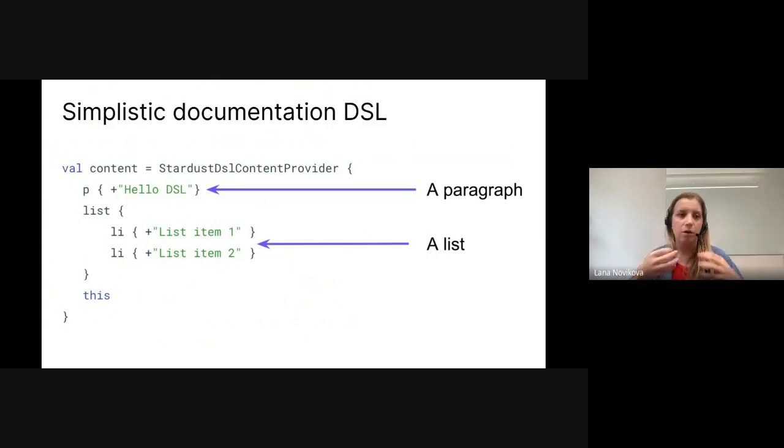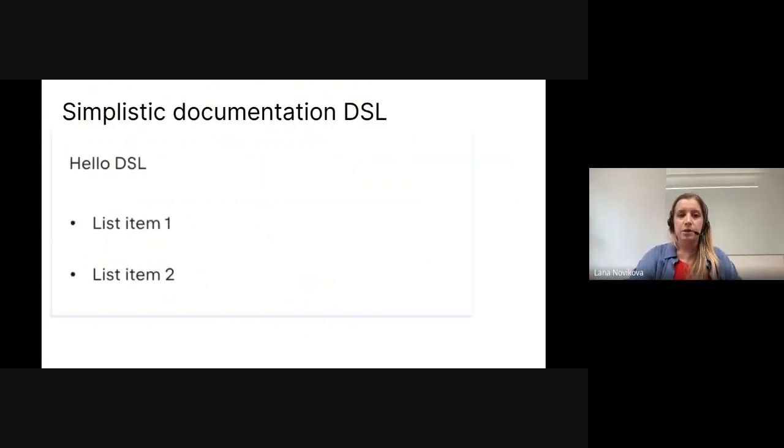In each example, you will see this P, list, and other elements. These are invocations of a container, and a plus or a string is an insertion of content into this container. These are simple examples, and when I proceed to more complex ones, you will see the same pattern. So this results in a paragraph and a list in our markup.